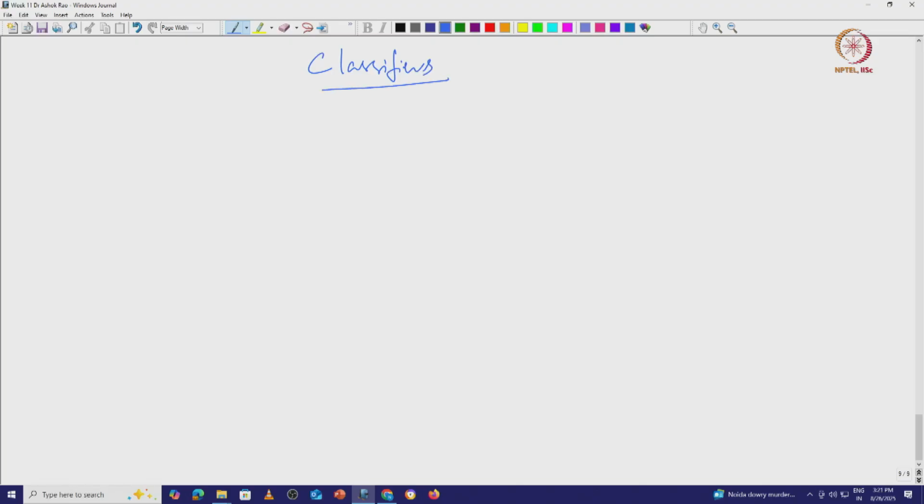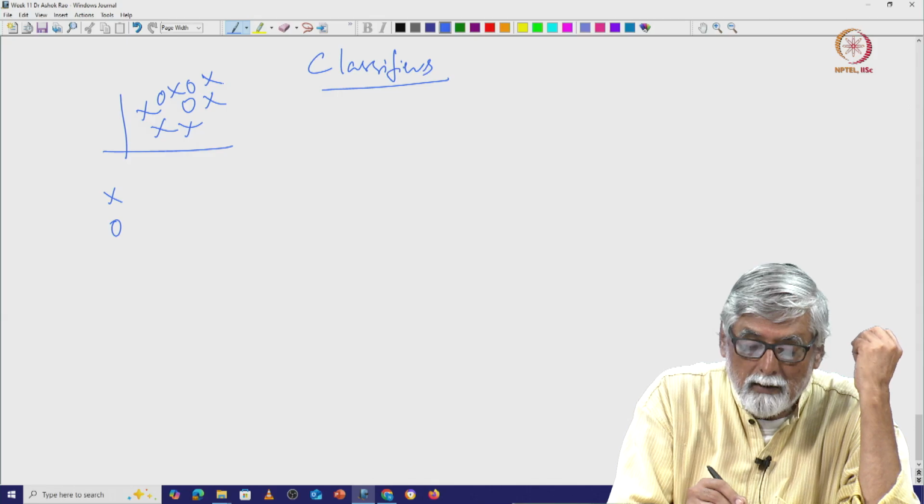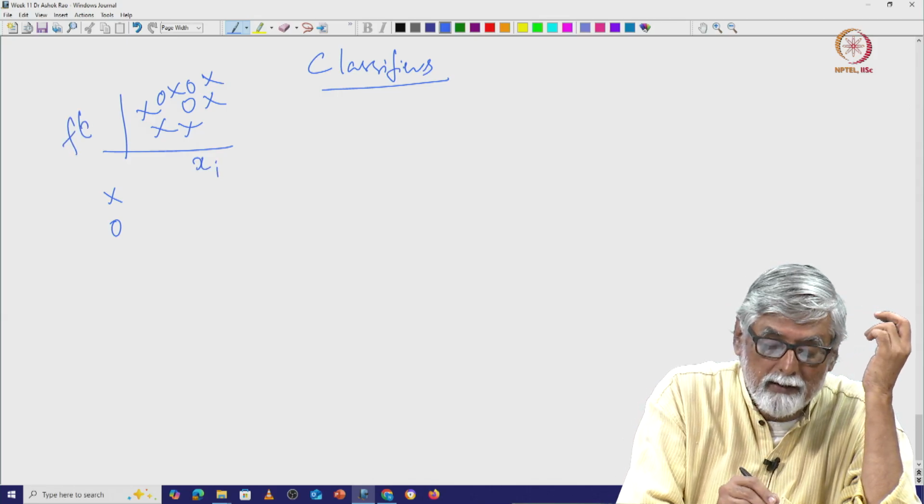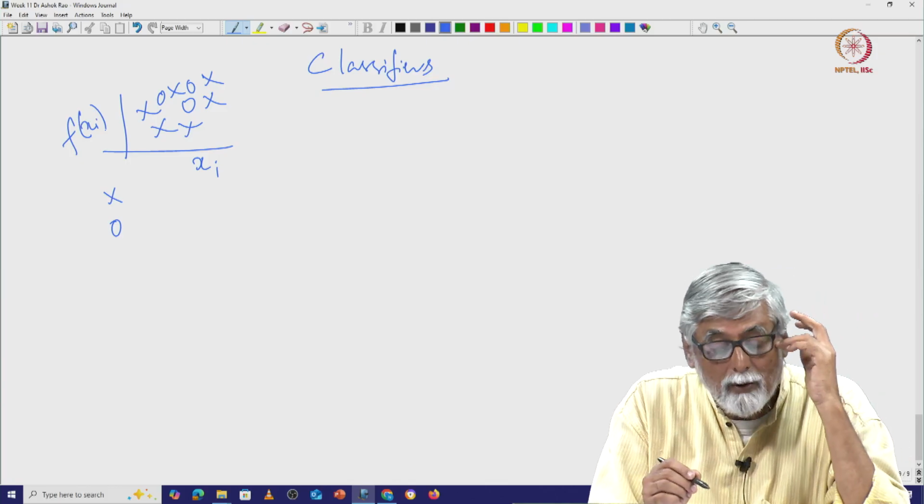So, the basic idea is, suppose you have data of this kind, you have one type of data like this and another kind. This is some xi and some function of xi data points. Okay.